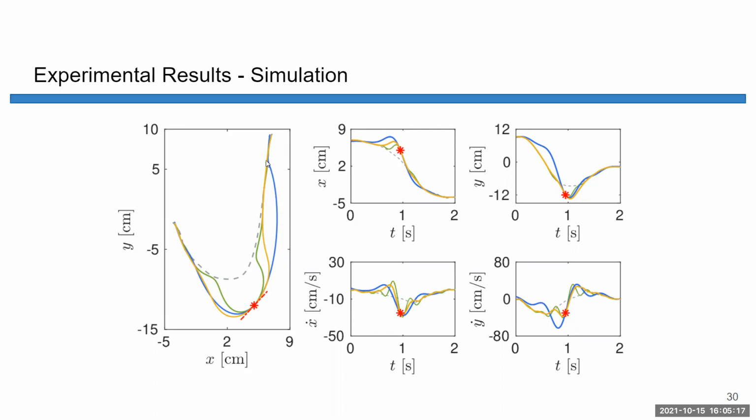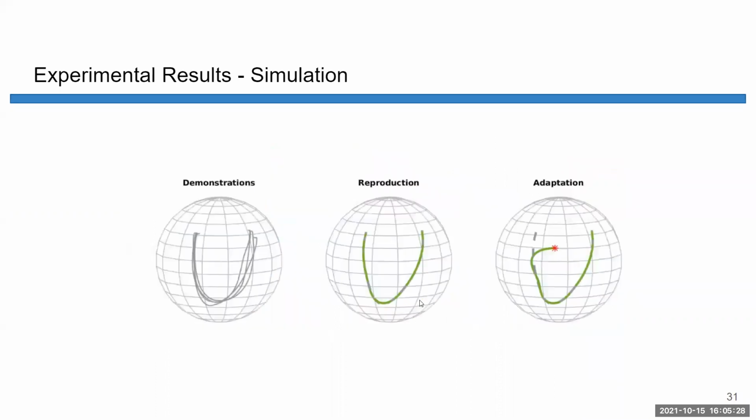It can be seen that all three algorithms can pass through this desired point, both position and velocity. Also, for imitation on Riemannian manifolds, here is a sphere as an example. We have multiple demonstrations on the sphere, and we can reproduce them with the trajectory mean, and then we can adapt the starting point.